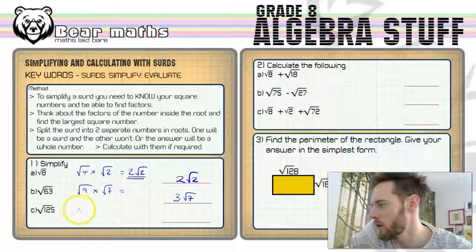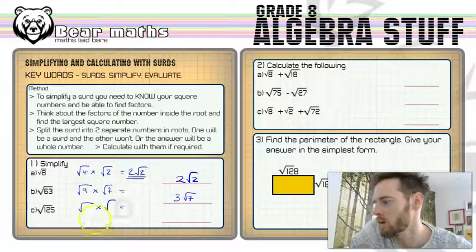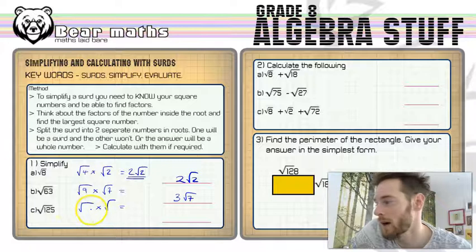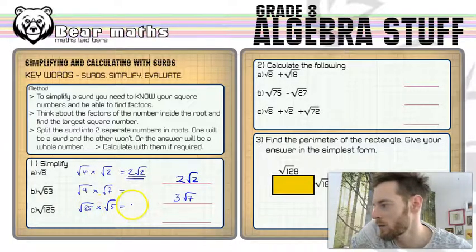And then the last one, I've got root 125. And there's loads of these that you can simplify. This one, I'm thinking of 25. 25 is a square number and a factor of 125. So 25 goes in there and 5 goes in there because these two numbers multiply to make 125. And then that gives us 5 root 5.